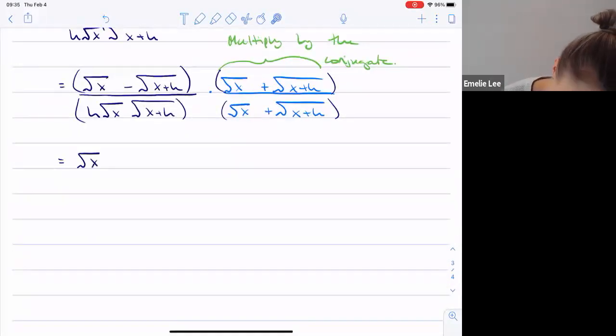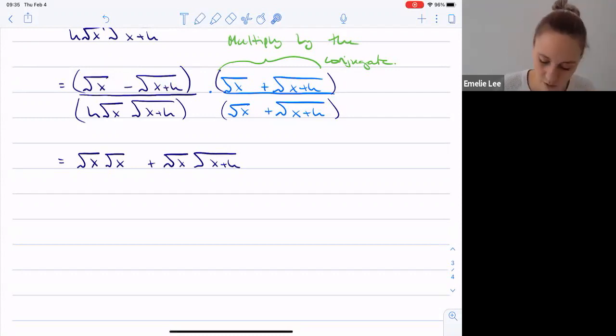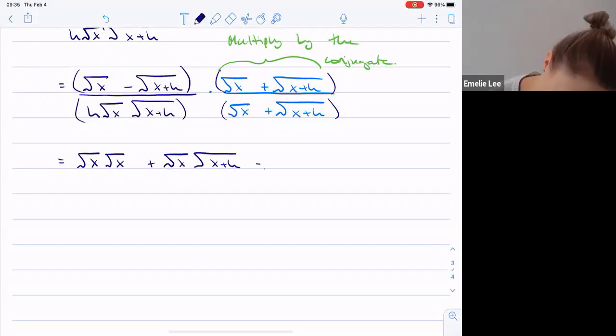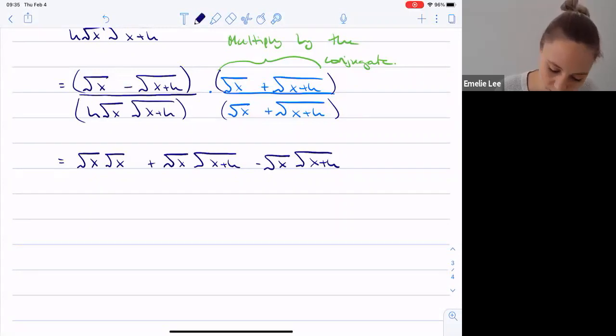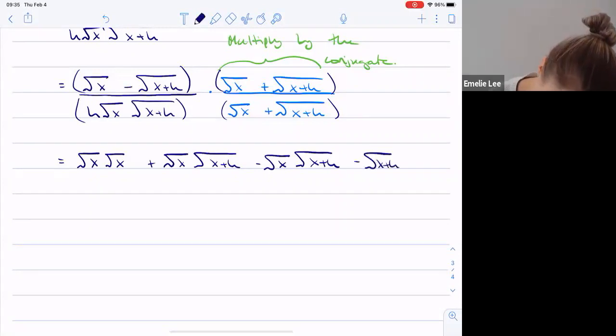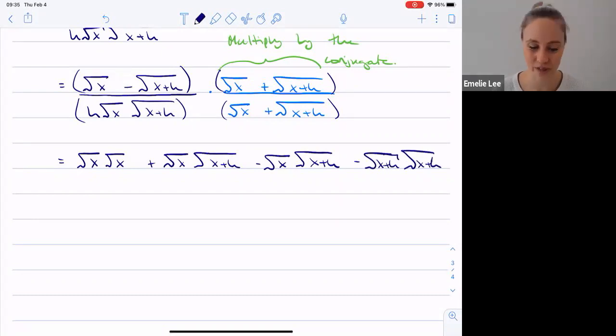So expanding this out, I need the root of x times the root of x plus h, plus the root of x times the root of x plus h, and then minus the root of x plus h times the root of x. To emphasize that it's the same term as this, I'm going to rewrite the order. So minus the root of x times the root of x plus h, and then minus the root of x plus h times the root of x plus h. That's the numerator.